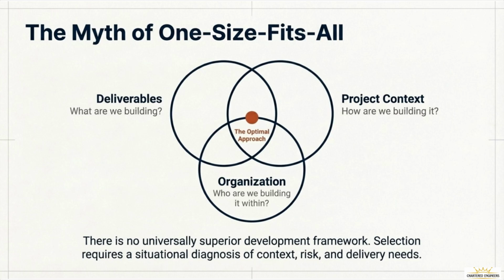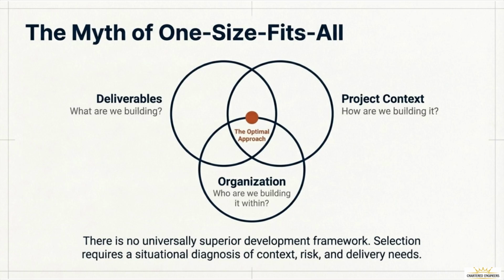To find our optimal approach, we look at 3 intersecting circles. First, the deliverables. We ask, what are we building? Is it a tangible physical structure or a piece of intangible software? The nature of the what dictates much of the how. Second, project context. Here, we ask, how are we building it? What are the constraints, the risks, and the technical challenges? Third, the organization. We ask, who are we building it within? A startup has a very different culture and risk tolerance than a century-old government agency.